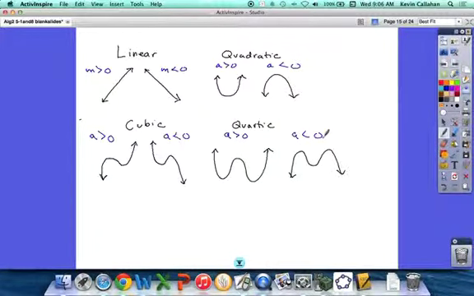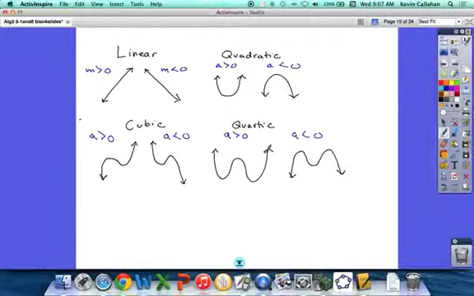What we're supposed to notice in general about polynomials is for every degree more that you go, you get 1 more change of direction in the graph. Like a linear has no changes of direction. A quadratic has 1 change of direction. A cubic has 2 changes of direction. A quartic has 3 changes of direction.